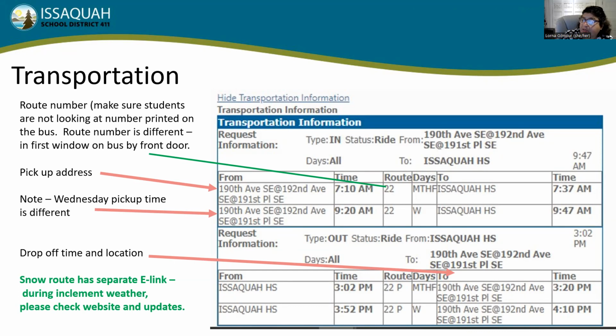Once they have the route number, and by the way, it's on a white piece of paper in the front window, it's not the number painted on the bus. Okay, so keep that information. The route number tells you what time to pick up the bus.